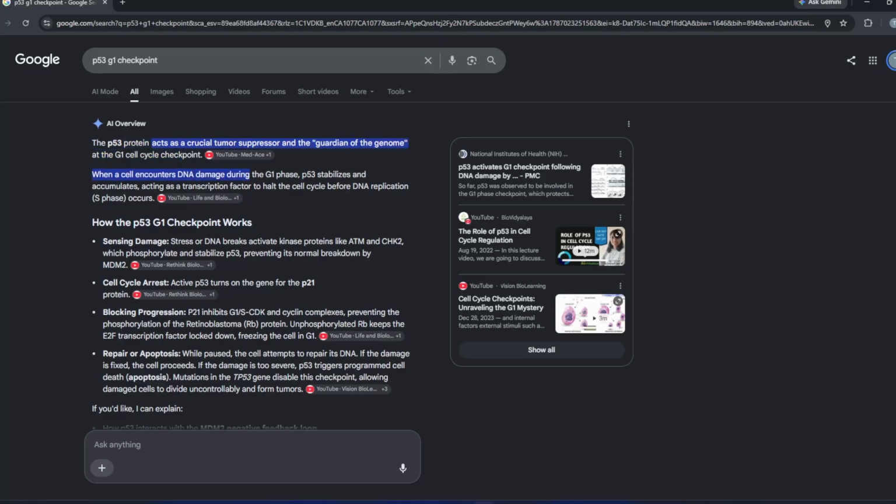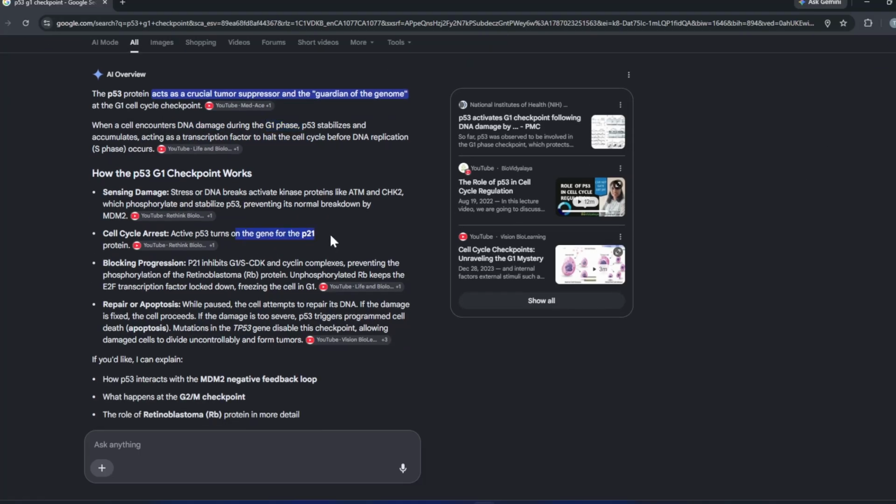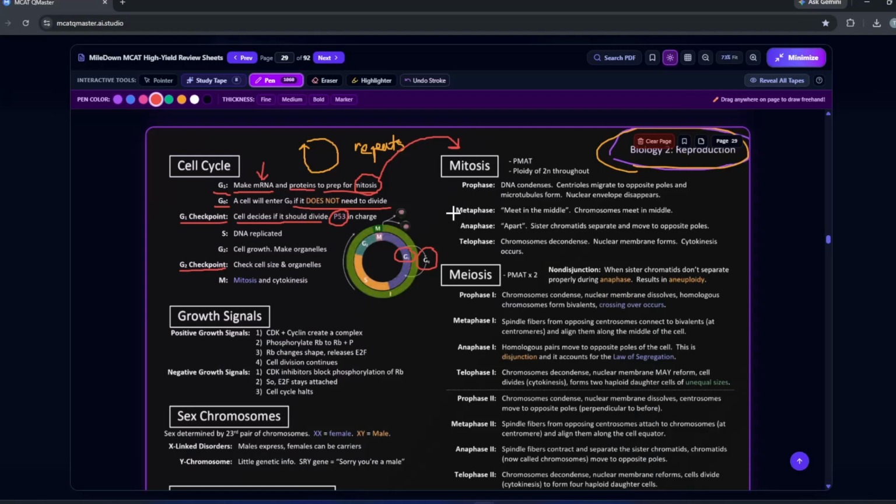When a cell encounters DNA damage during the G1 phase, P53 stabilizes and accumulates, acting as a transcription factor to halt the cell cycle, meaning it stops the cell cycle whenever it encounters DNA damage during the G1 phase. It turns on the gene for P21, and that's a little bit out of scope, so you don't really need to know that. But basically, P53 is in charge.